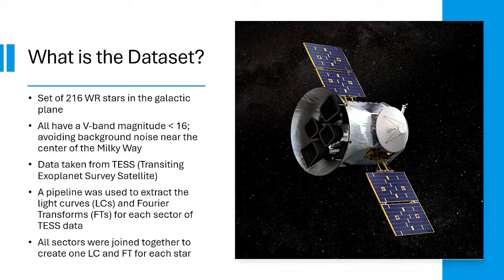Now I need to talk about my data set. My data set is basically all of the Wolf-Rayet stars in the galactic plane that have a V-band magnitude less than 16. We picked a V-band magnitude less than 16 to avoid the background noise in the Milky Way, because you're going to have a lot of noise in your light curves and your Fourier transforms, and you don't really want to mess with that. The data that I used was taken from TESS, or the Transiting Exoplanet Survey Satellite, shown on the right there.